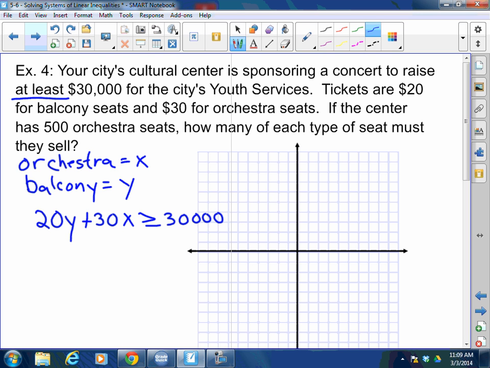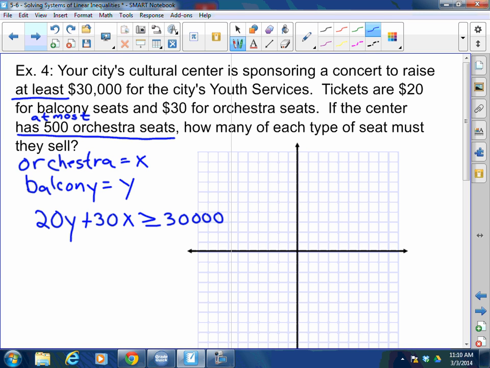Now, here's what you've got to think. If the center has 500 orchestra seats, how many of each seat must they sell? And you know what I should have done? I should have put here, has at most. Let's add that in there, because if not, that's going to mess things up.